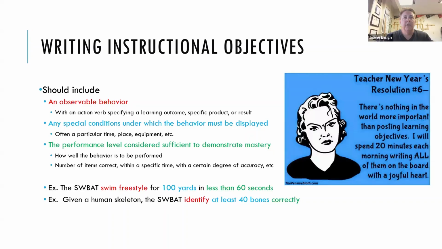Second example, given a human skeleton, the student will be able to identify at least 40 bones correctly. So the observable behavior, we're going to talk about Bloom's taxonomy here in a second. Straight off of Bloom's, they're going to identify. The special conditions are the at least 40 bones, and then correctly, so at least 40 correctly is the performance level.